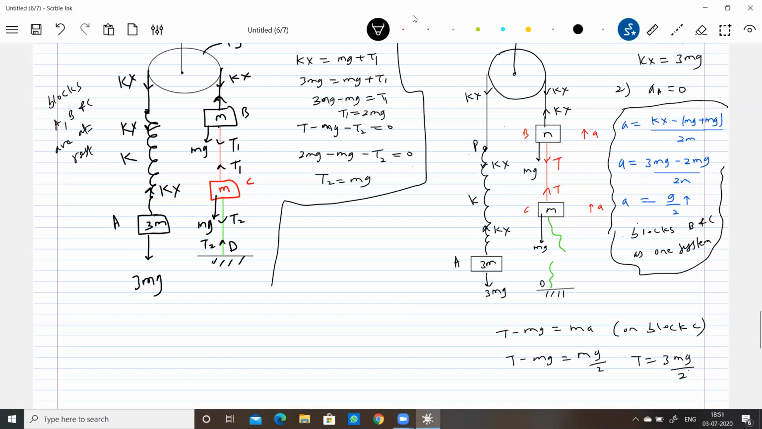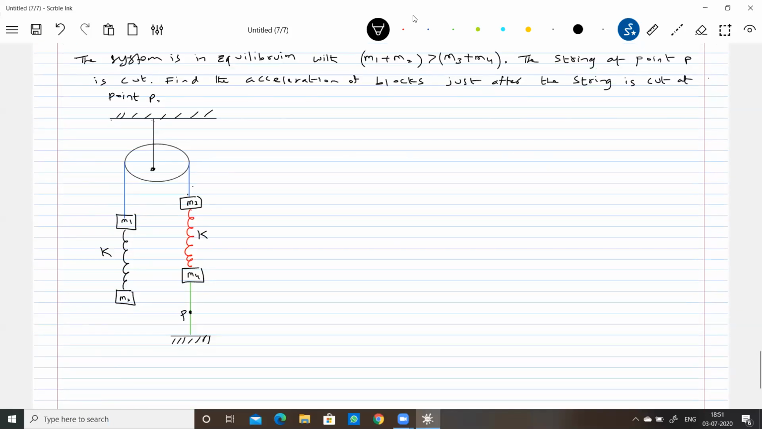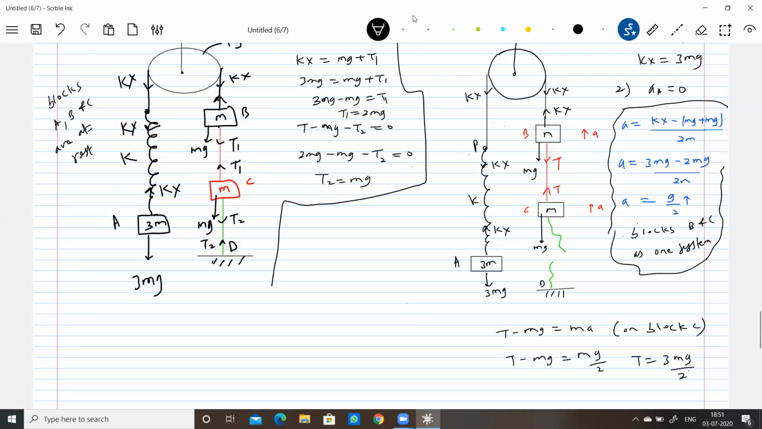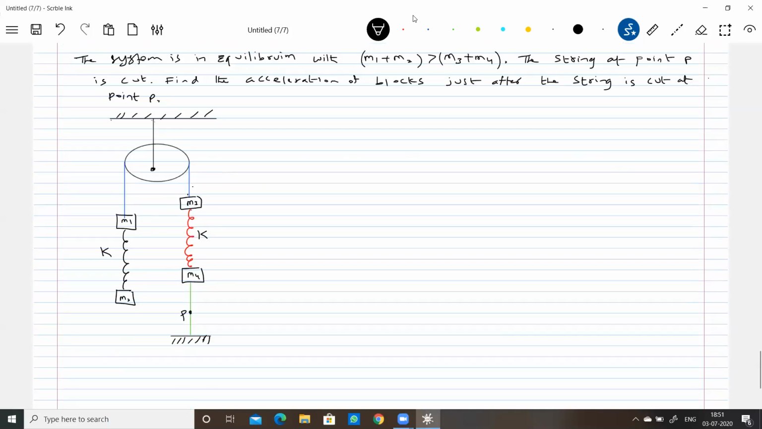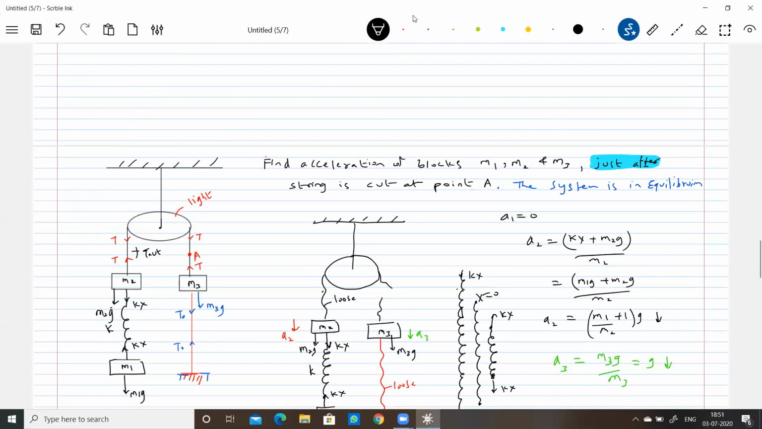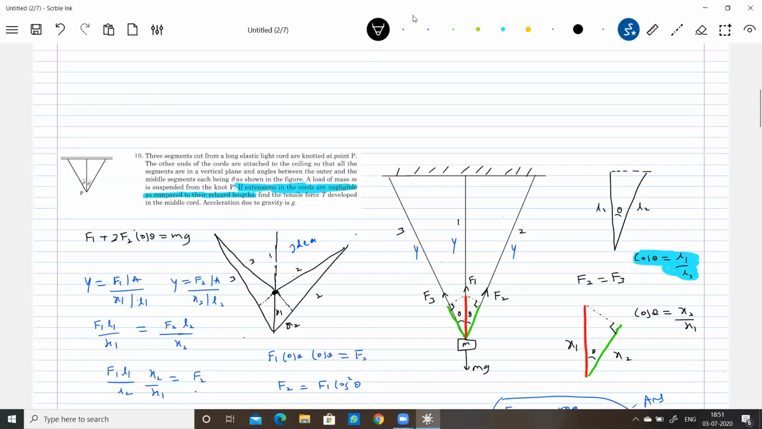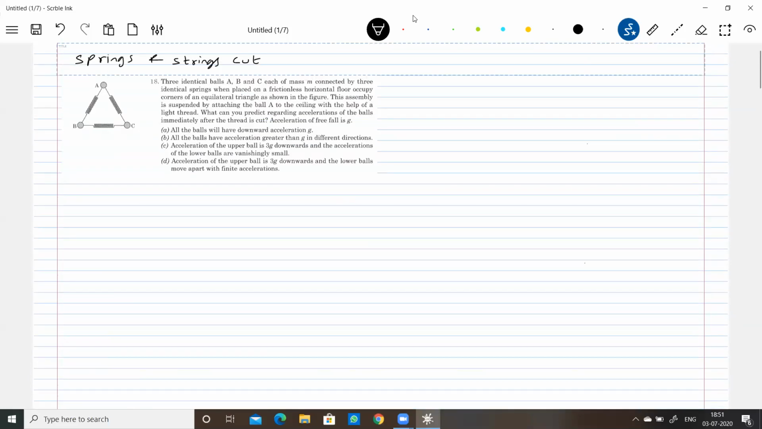Shall I go for the next one? Sir, what will happen if the string connecting the ceiling and the pulley is cut? I'll give the questions. I have all the cases. Okay, you asked the question, I brought it. Read the question now.